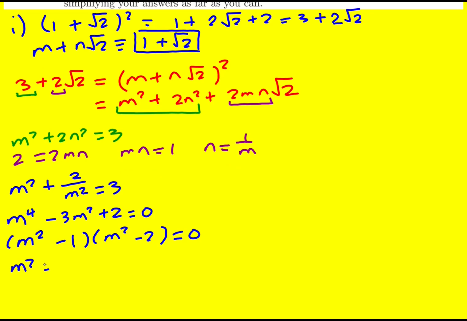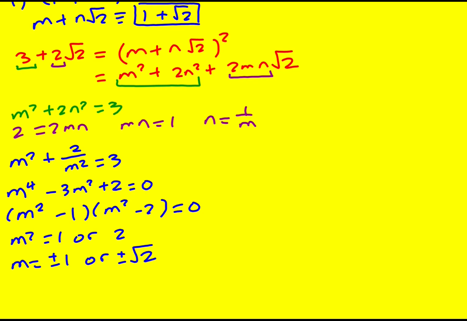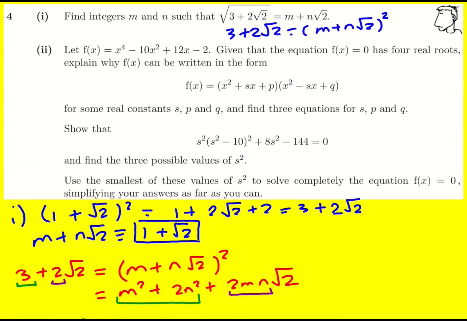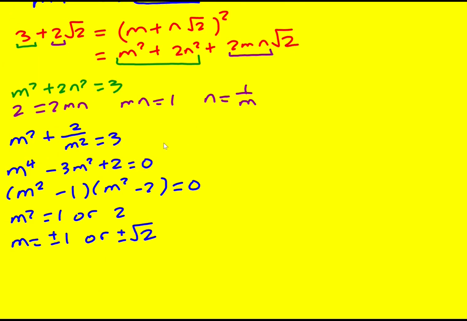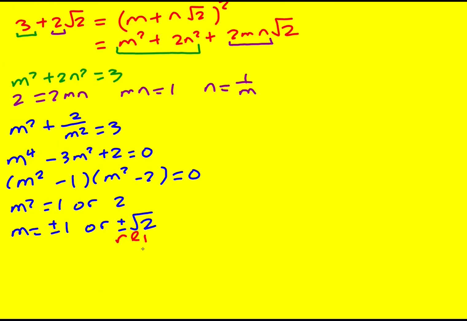So m squared is 1 or 2, which means m is plus or minus 1 or plus or minus root 2, I should say. 4 solutions to this. However, we can state that we just want m to be integers. Oh yeah, it does even say that at the start. If you wanted to deal with m being a root 2, then you'd get n as root 2 as well, and you'd actually get the same solution. It would work out, but we can just reject it here.